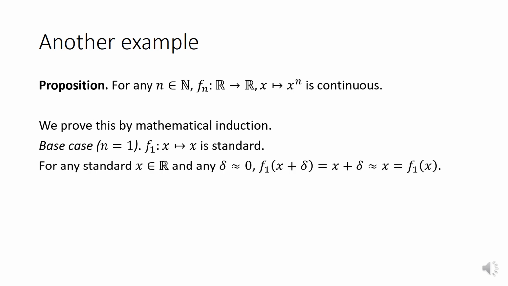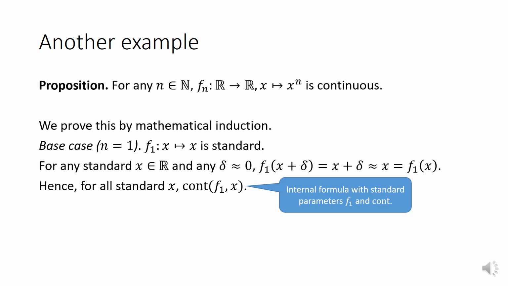For any standard real x and any infinitesimal delta, f1 of x plus delta is x plus delta, and this is infinitely close to x, which is equal to f1 of x. Hence, for all standard x, f1 is continuous at x. This is an internal formula with standard parameters f1 and cont. Then, by transfer, for all x, f1 is continuous at x.